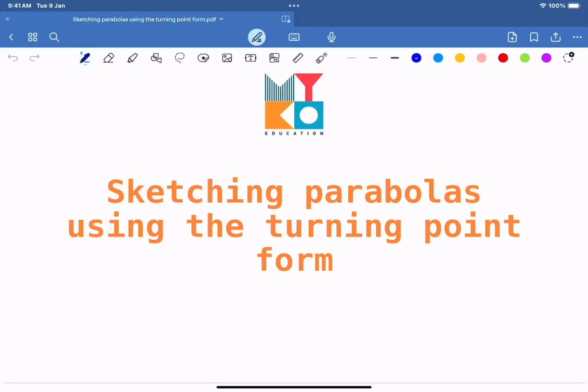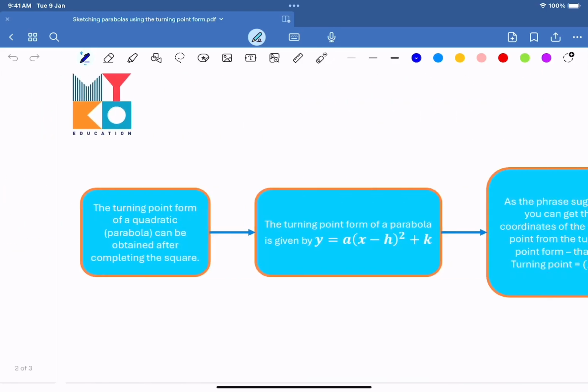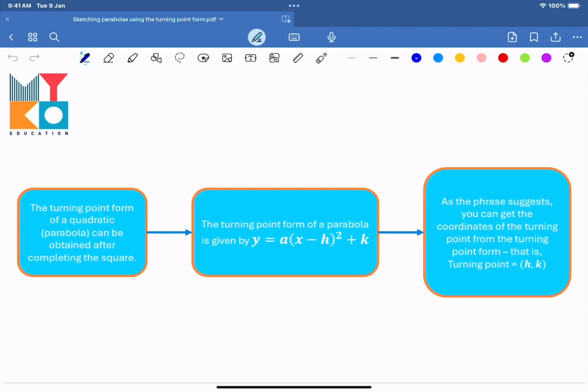Hello, today we will be looking at sketching parabolas using the turning point form. Now, if we look at the turning point form, this is something that you can actually get by completing the square. And what is the turning point form over here? How does it look?